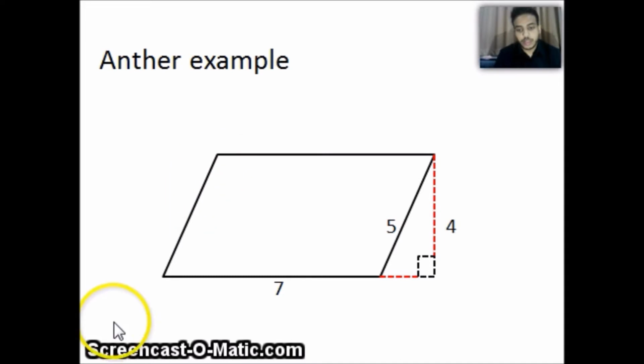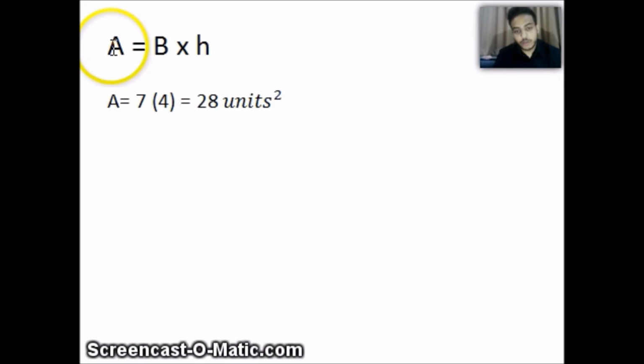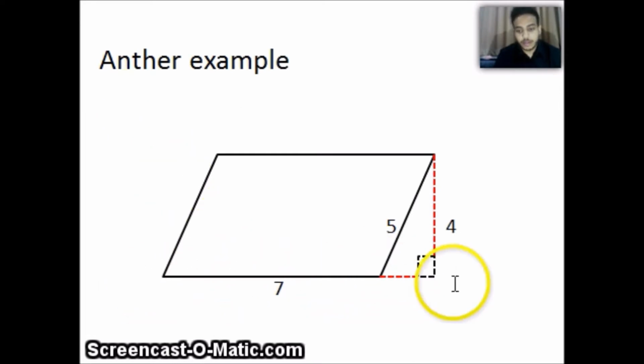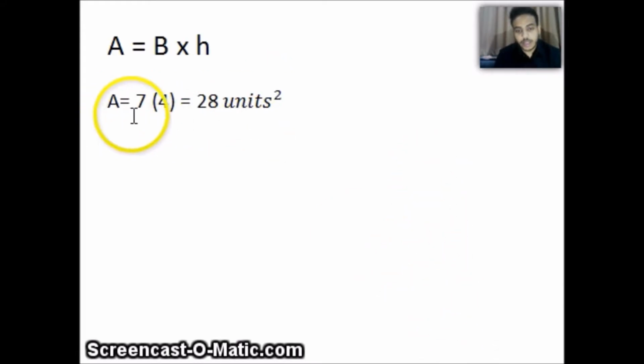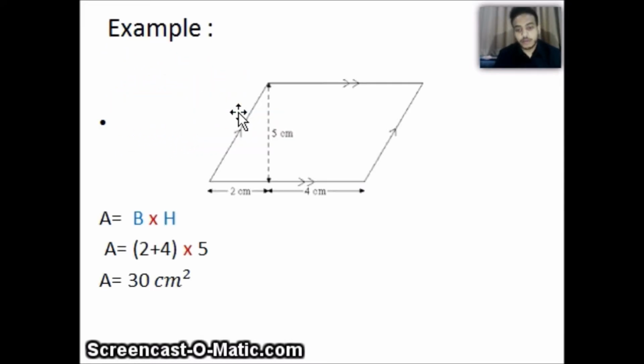That's another example, but here we have the height outside of the shape, but we have the perpendicular angle that we can use. So the formula is as usual, A equals B times H. The base here is 7, because it extended from the 7, that's why we chose this as the pair of the height. So 7 times 4, base times the height, equals 28 units squared.